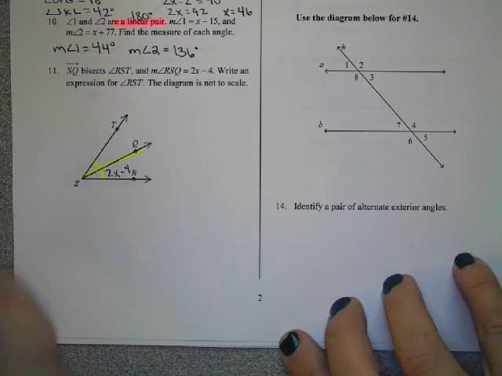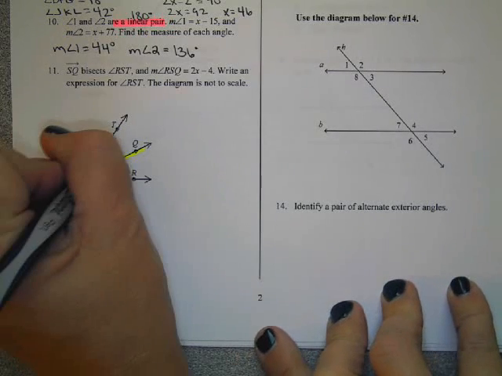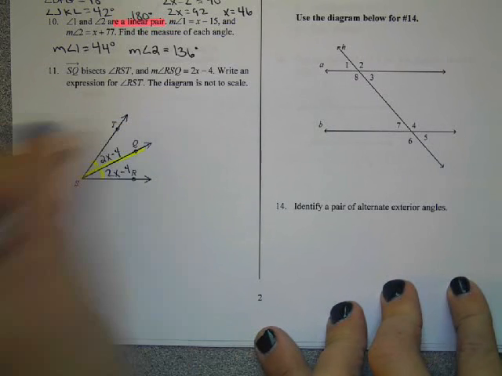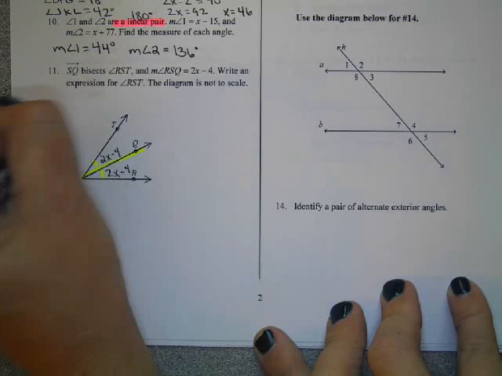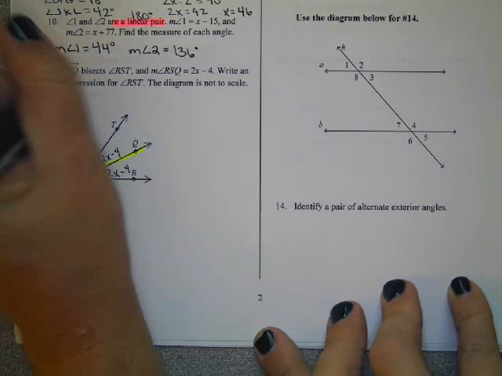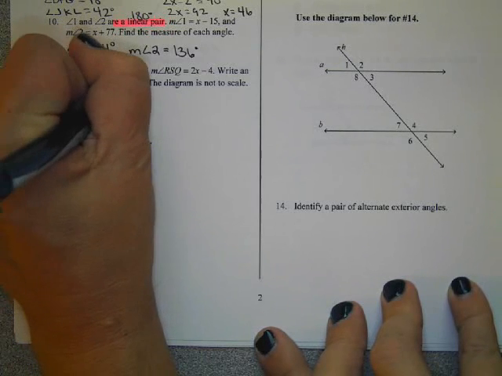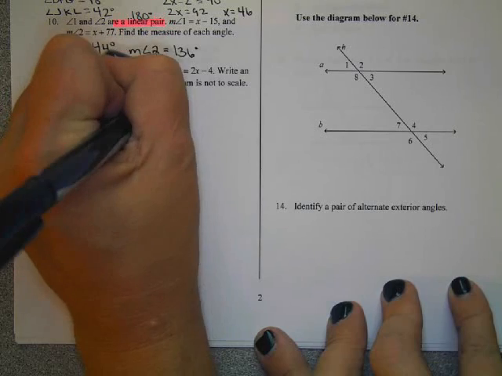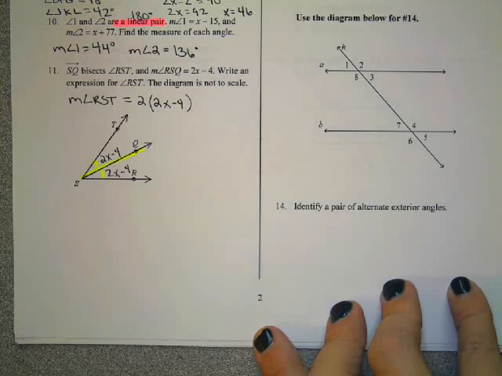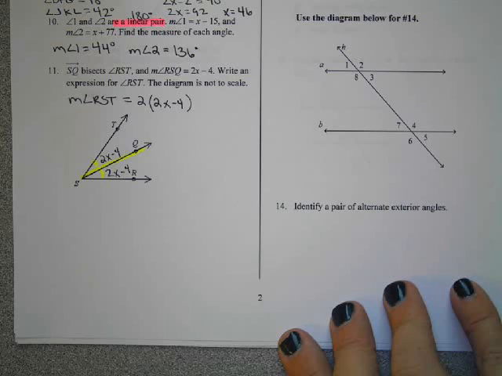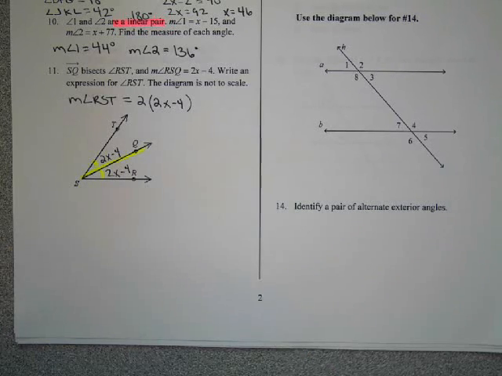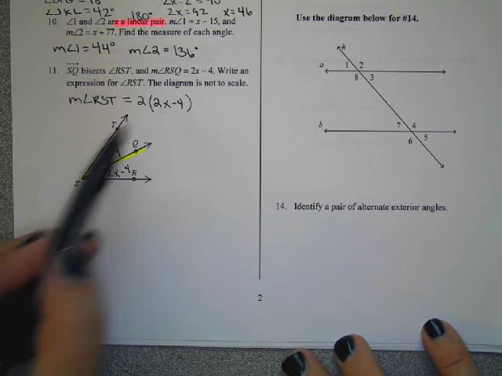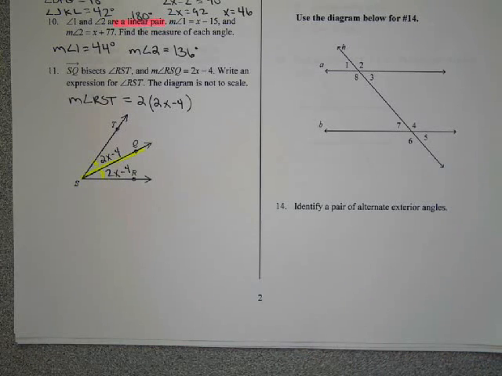So RST, TSQ would be the same as RSQ. So the measure of angle RST would equal 2 times 2x minus 4. And we don't know what else to do because we don't know how many degrees that is, so we're just simply writing an expression. So it takes 2 of the smaller pieces to equal the larger angle.